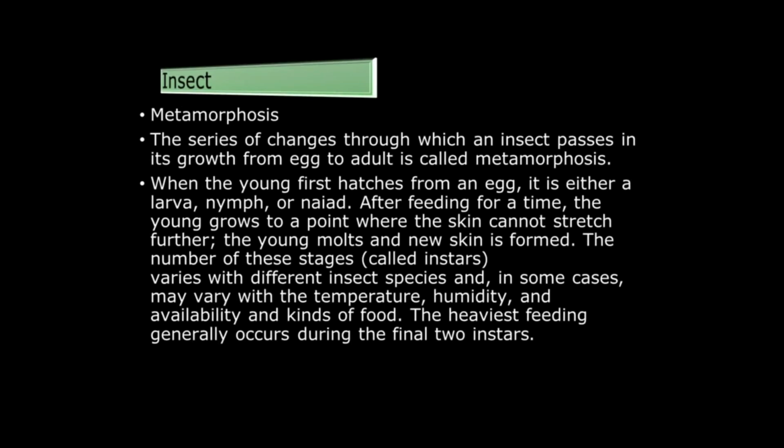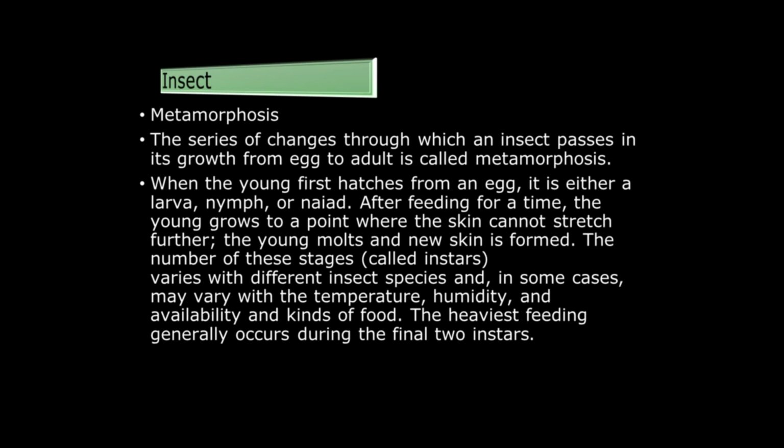When looking at insects, we need to talk about metamorphosis. This is the series of changes through which an insect passes in its growth from egg to adult and is called metamorphosis. When the young first hatches from an egg, it is either a larva, nymph, or naiad. After feeding for a time, the young grows to a point where the skin cannot stretch further. The young molts and new skin is formed.